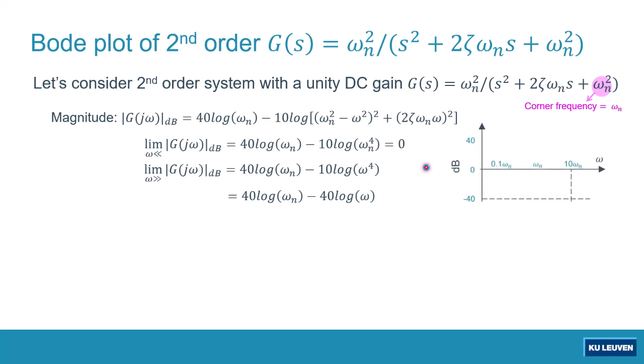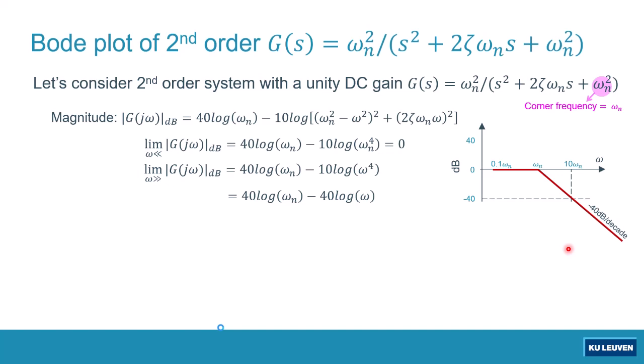Now we can start to sketch the magnitude plot. Same as before, at the low frequency region below the corner frequency omega n, the magnitude will be equal to 0 dB, while at the high frequency region above the corner frequency omega n, I will have a straight line with a slope equal to negative 40 dB per decade. This will be the straight line sketch of this second order system.